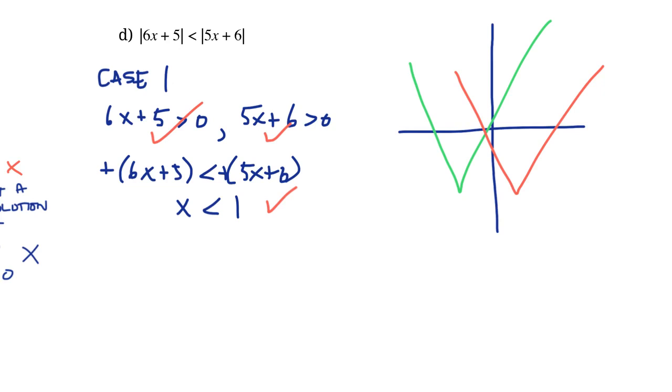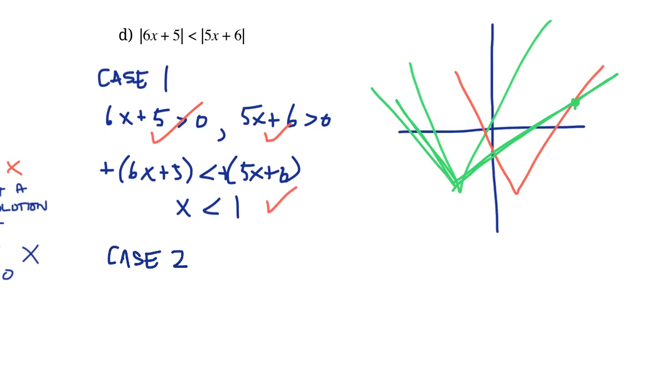So essentially what that's telling us is the positive branches of each of these functions are going to intersect. So maybe I didn't draw it right. Maybe if I was to draw the sketch a little more accurately, it would look something like this, right? Where there is an intersection point of those two functions. So let's try case 2.